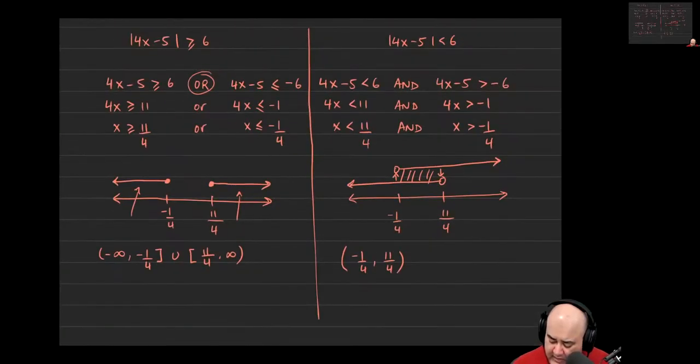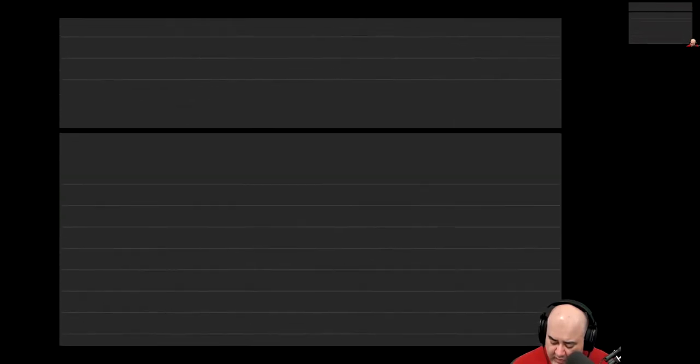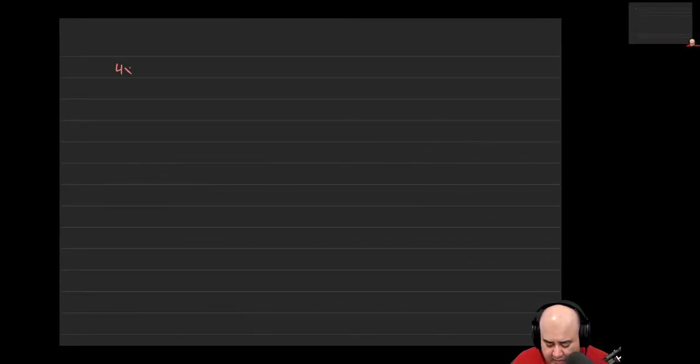In fact, I want to do the same one, but with a greater than. So 4x minus 5 is greater than 6. Actually, no. Let's do something else. Is less than negative 6. Let's solve this one. So we start by saying we're going to split this up into a compound inequality. We know that it's going to be less than, so it's going to be an and compound inequality.